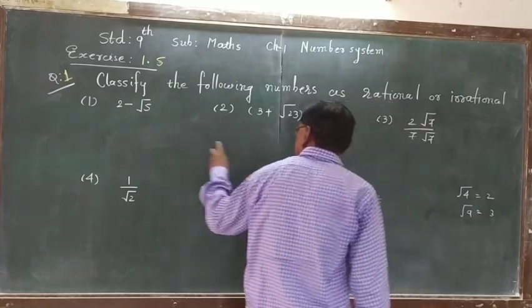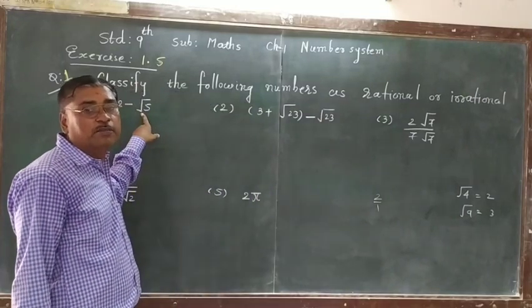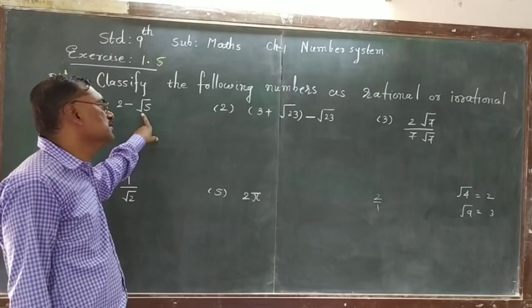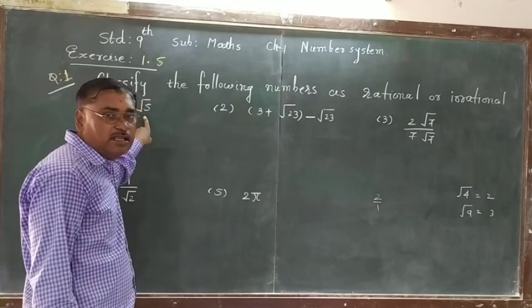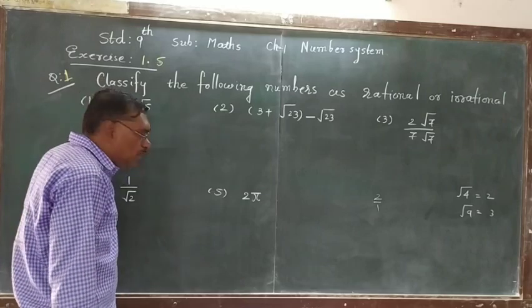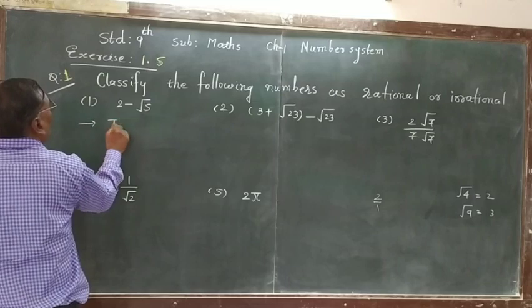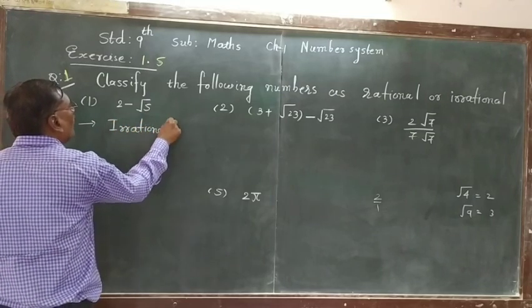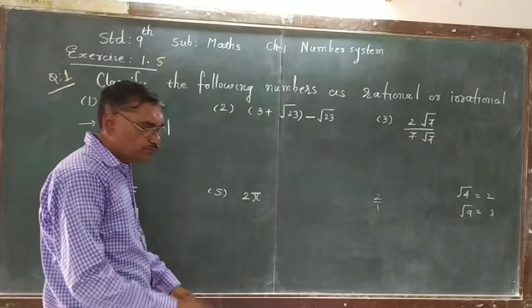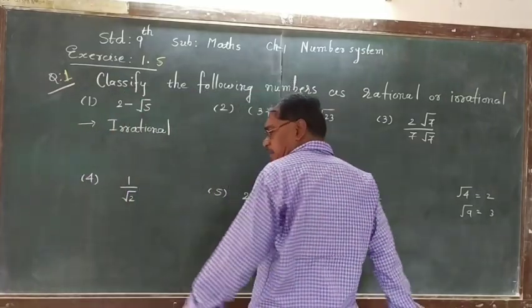But here we can see we cannot obtain the value of root 5 in terminating decimal expansion. So one is rational, another is irrational, which means the given number is irrational. Irrational.